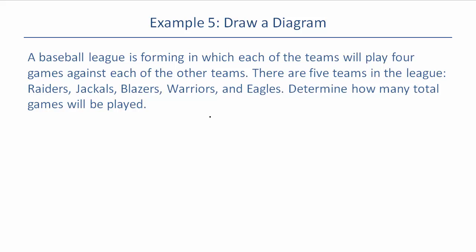Pretty simple. All right, drawing a diagram. A baseball league is forming in which each of the teams will play 4 games against each of the other teams. There are 5 teams in the league. There's their names. Determine how many total games will be played.